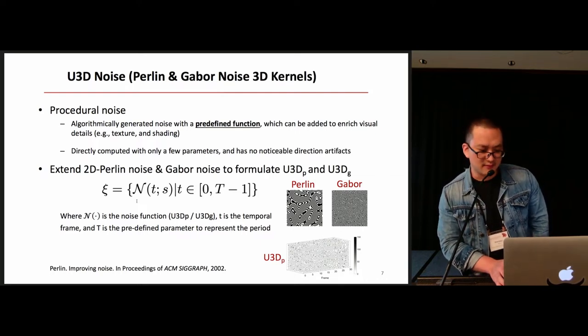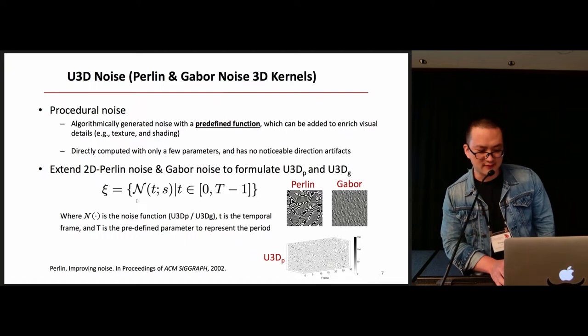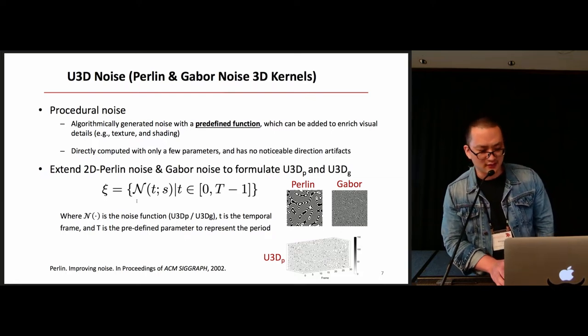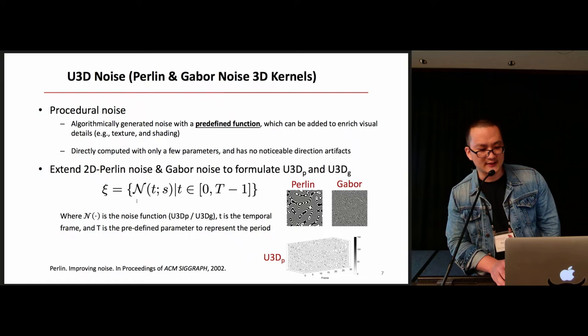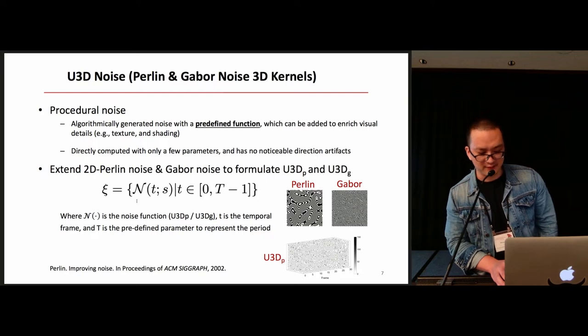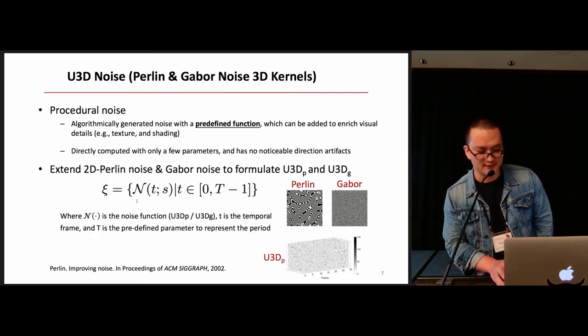Since procedural noise is based on two-dimensional images, we extend it to match three-dimensional video attacks. We construct the three-dimensional kernels using two popular noise schemes, named Perlin and Gabor noise, and we add an extra temporal dimension. And here is an example that we construct using Perlin noise.